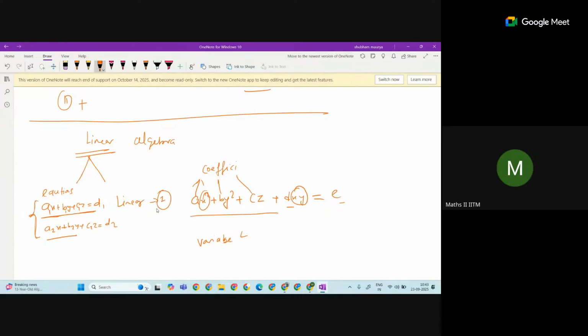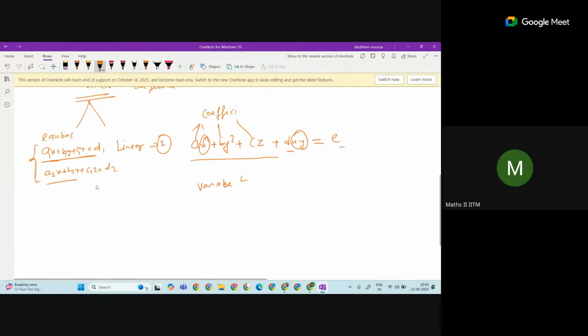For the time being, you will see in more detail what linear means. There is also a different meaning when you see linear transformations. And also, linear came from the word line.